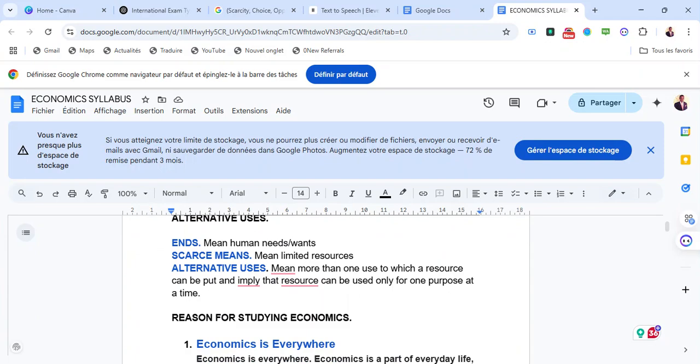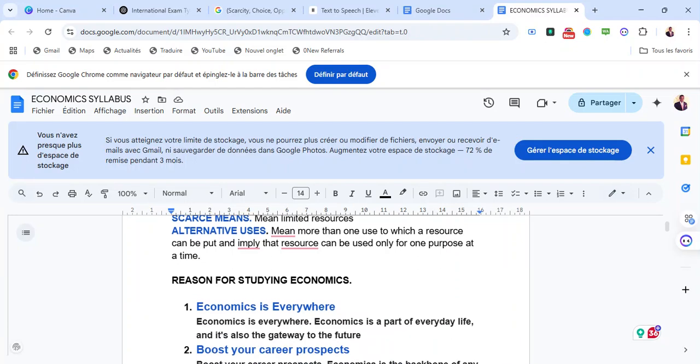What are alternative uses? They mean more than one use to which a resource can be put, and imply that a resource can be used only for one purpose at a time. So alternative uses actually mean that a resource can be used for one purpose at a time. So you can't use it for multiple purposes. Okay, so that is it about ends, scarce means and alternative uses.